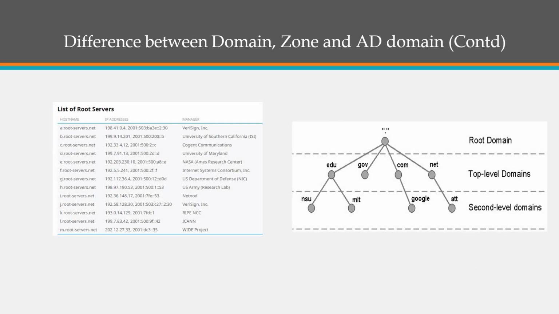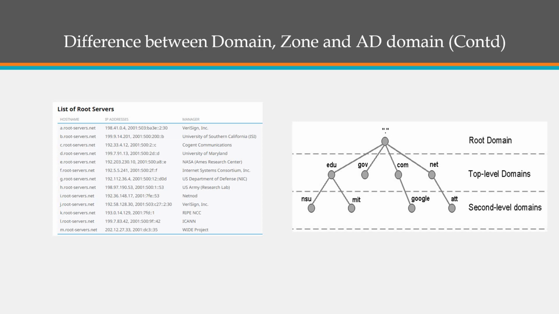Okay, so this is what I was saying. The left figure contains a list of the 13 root servers, along with the IP addresses. Just a note, every single DNS server contains a file called the root hint file, which contains this information.